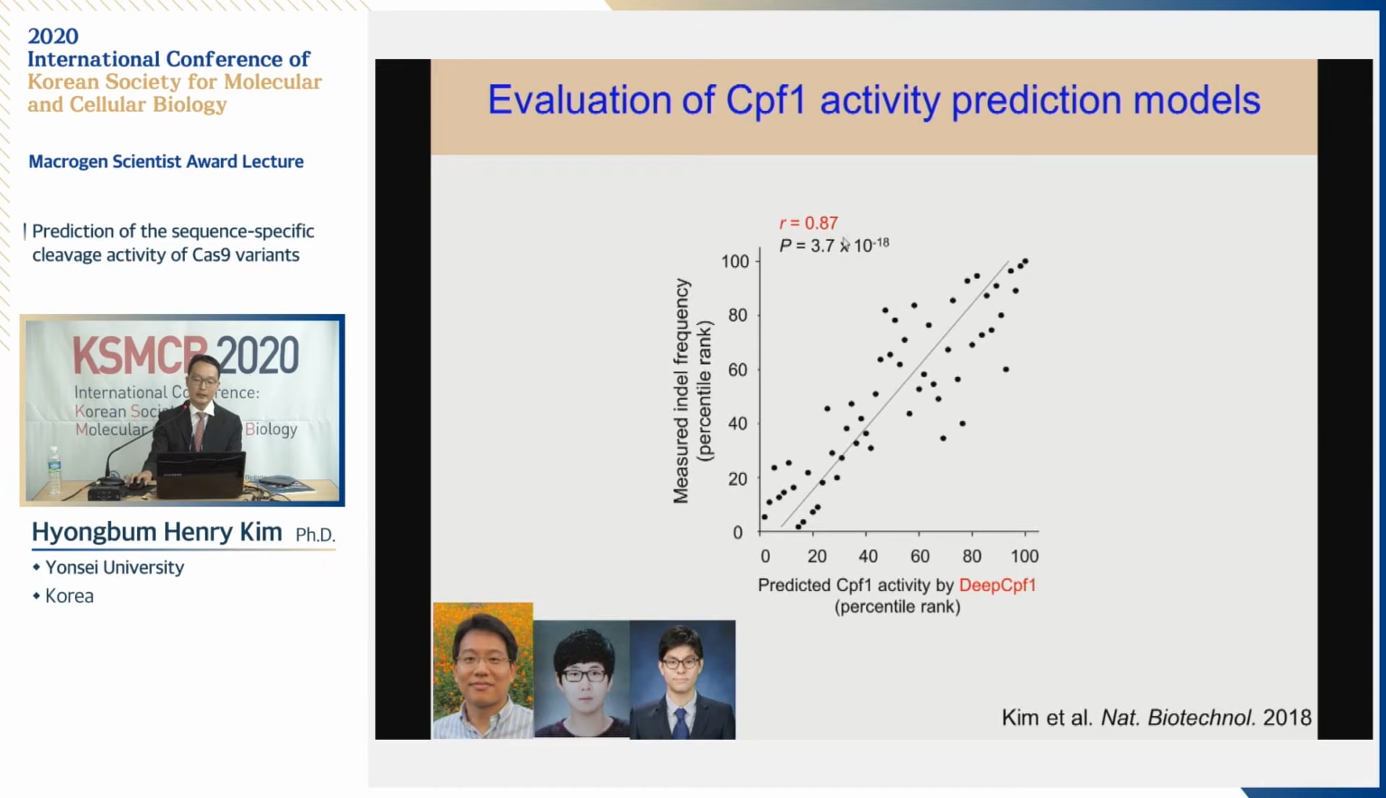But someone can say that the correlation is only 0.87, which is not 1. So maybe this is not accurate. But if you repeat the experiment in biology, this is almost the maximum that you can achieve. Almost the maximum.